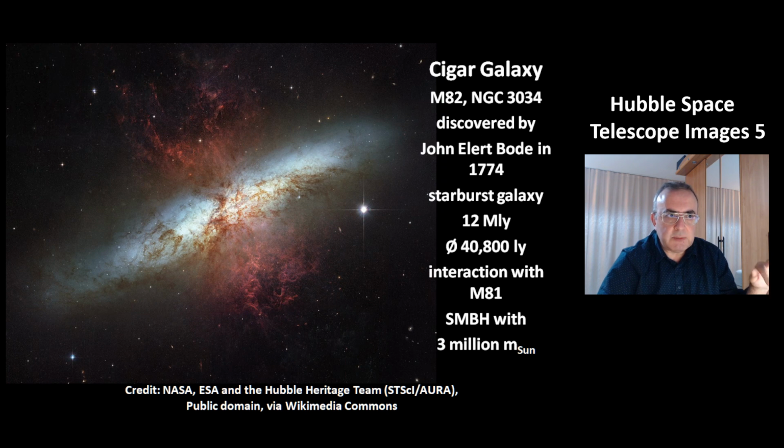And this galaxy is experiencing gravitation from its neighbor galaxy M81. Its supermassive black hole has a mass of 3 million solar masses. For comparison, the Milky Way's black hole has a mass of 4 million solar masses. This is another example which points at a possible relation between the mass of a supermassive black hole and the galaxy it is in.